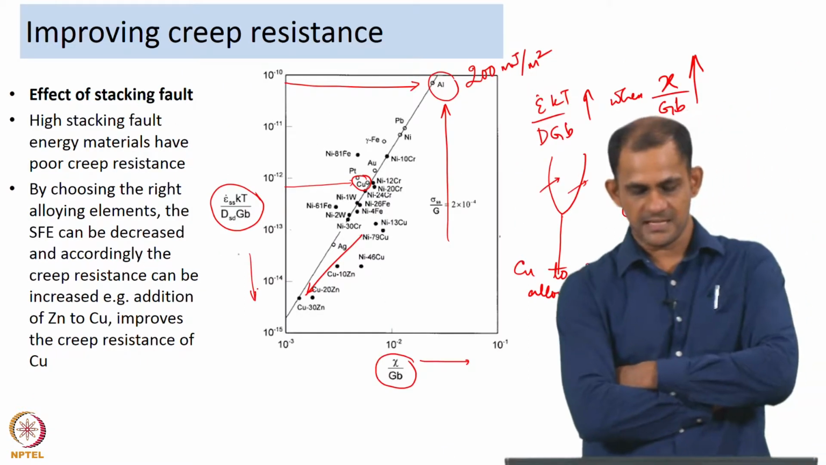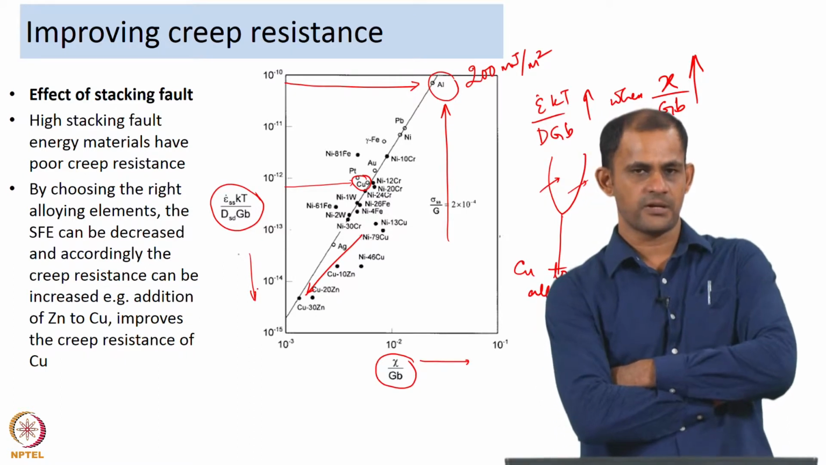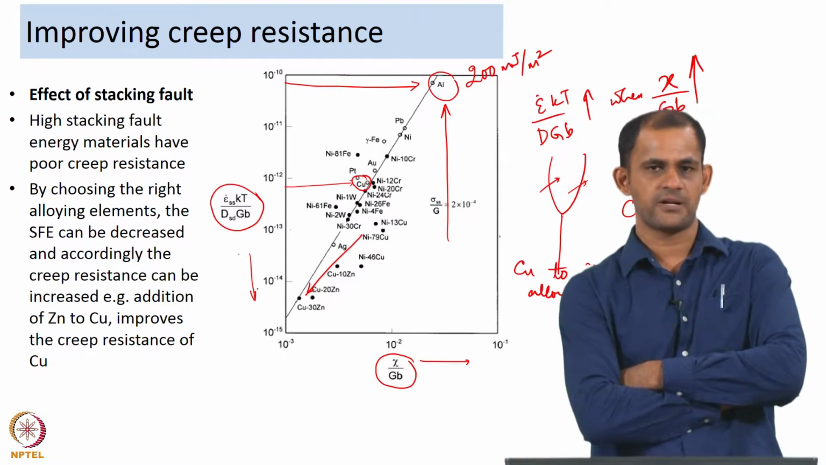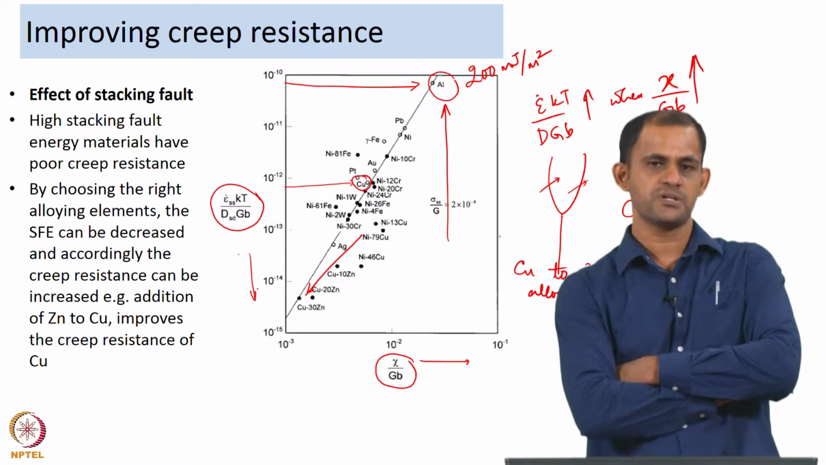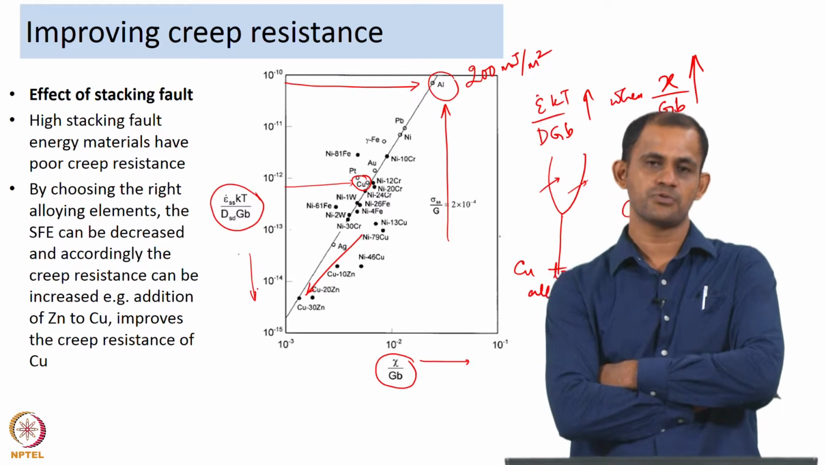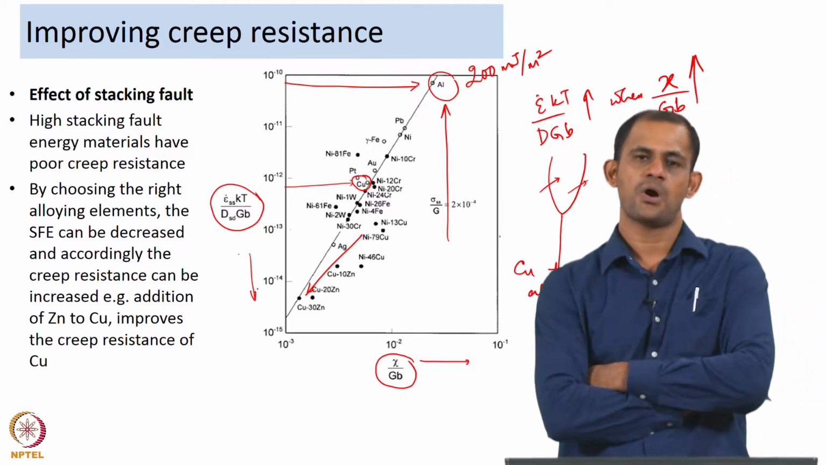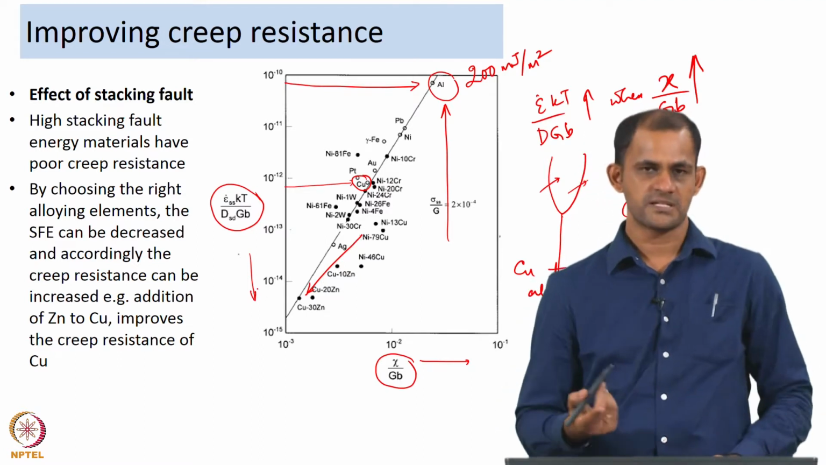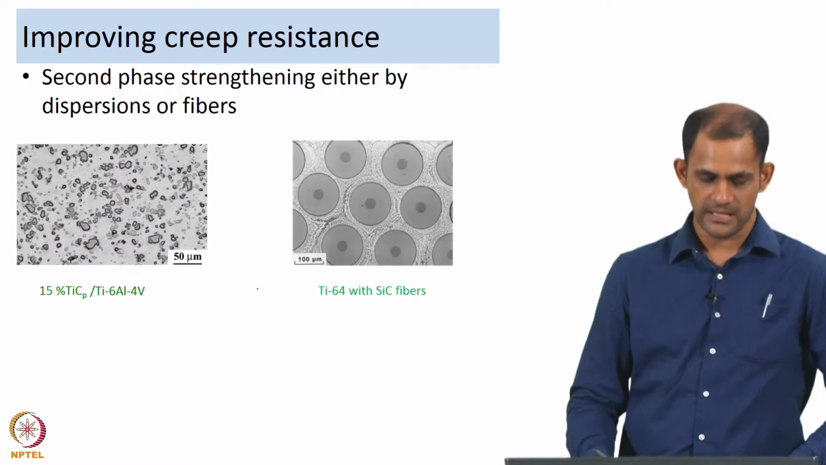So, what this tells us is, by choosing the right elements, alloying elements, you can play around with the stacking fault energy of the material, and by reducing the stacking fault energy you can reduce this creep strain rate of deformation, or in other words you can improve the creep resistance of the material. So, that is the effect of stacking fault.